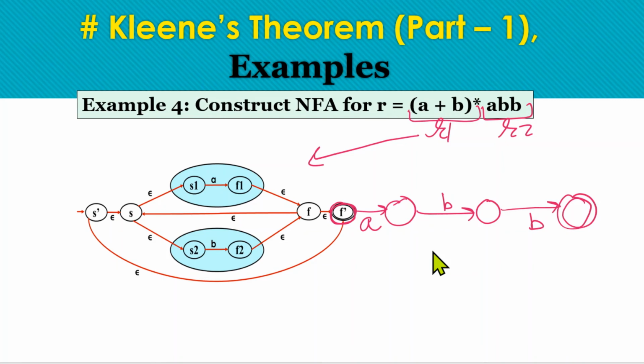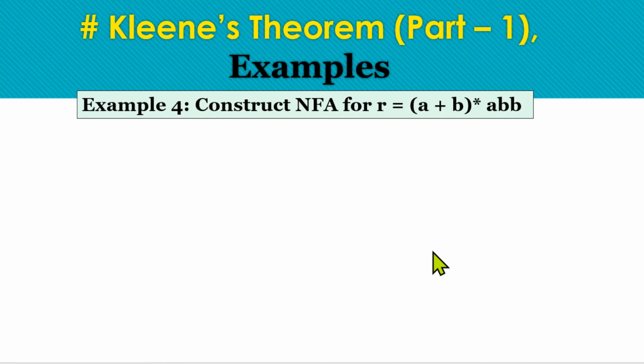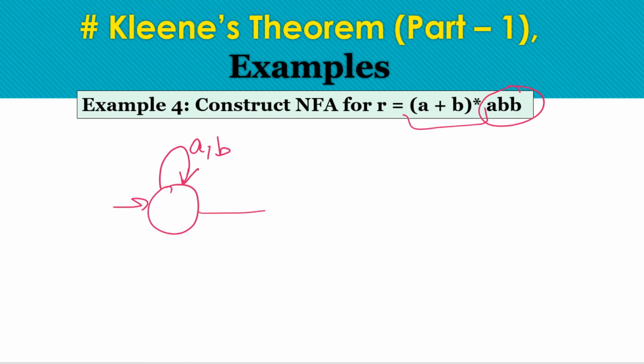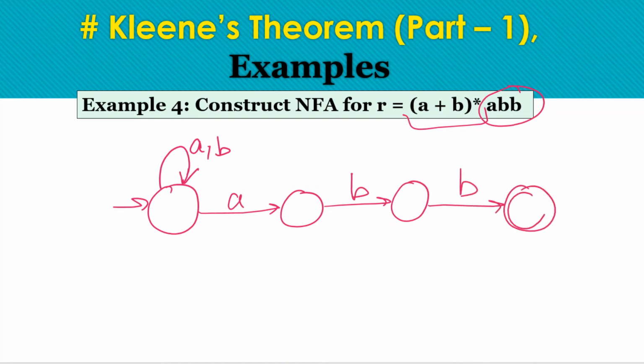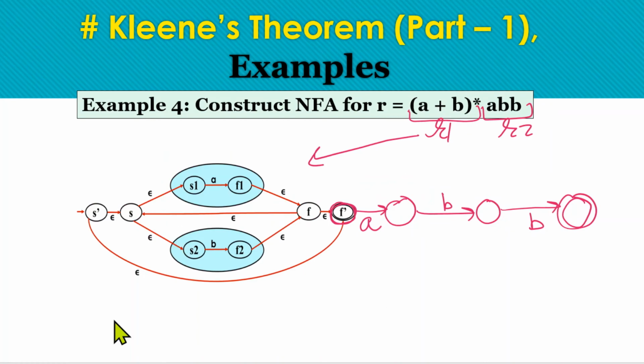But we can also directly construct an NFA for this expression, as we have a plus b star. Here at the initial state, any combination of a or b is acceptable. After that we have to accept abb, so this is the expression for strings ending with abb. If you check carefully, this is the expression for strings ending with a, b, b. So this is the simple NFA. You can directly draw this NFA instead of going with this lengthy approach.